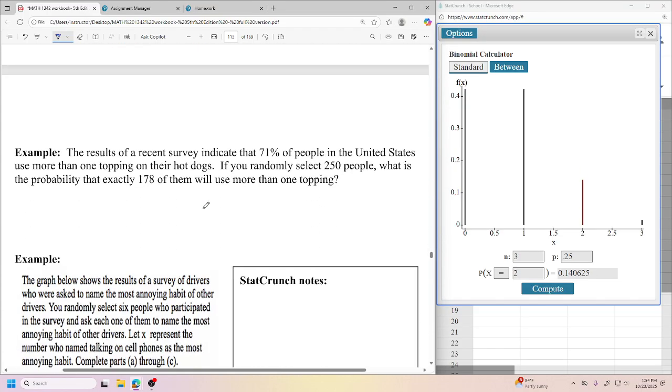Okay, this is a great question, and we're just gonna toss it in and have a great time with this. Okay. So yeah, I'm sorry. I didn't look at it correctly. Okay. So the results say that 71% of people have more than one topping on their hot dog.